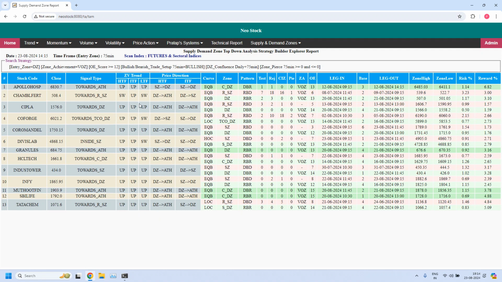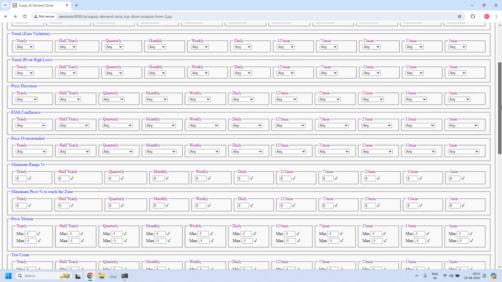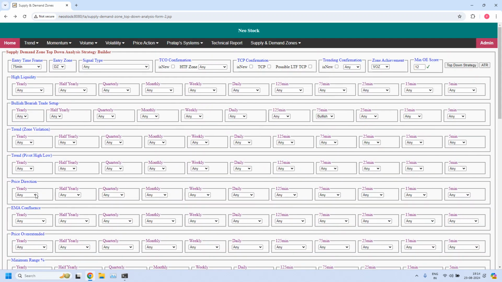If any of these stocks are having daily EMA confluence, that could be a high probability trade setup. So I am going back and adding, on the daily time frame, daily EMA confluence. Here we have the EMA confluence. So in the daily time frame, I am adding a demand zone with daily EMA confluence. I enable this option. Anyway, the trend is uptrend in a bullish trade setup for the daily time frame. That is the ITF time frame. Now let's filter.